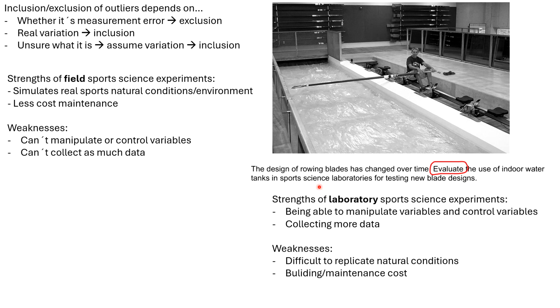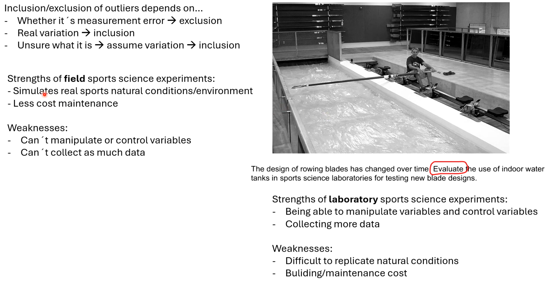The inclusion or exclusion of outliers depends on the following. If it's a measurement error, then exclusion. For example, if it's a random error, or especially a systematic error like bias, and you know it is, exclude it. If it's a very large random error, like a very large uncertainty, exclude it. If it's real variation, inclusion, and if you're not sure, you assume it's variation and you include it.